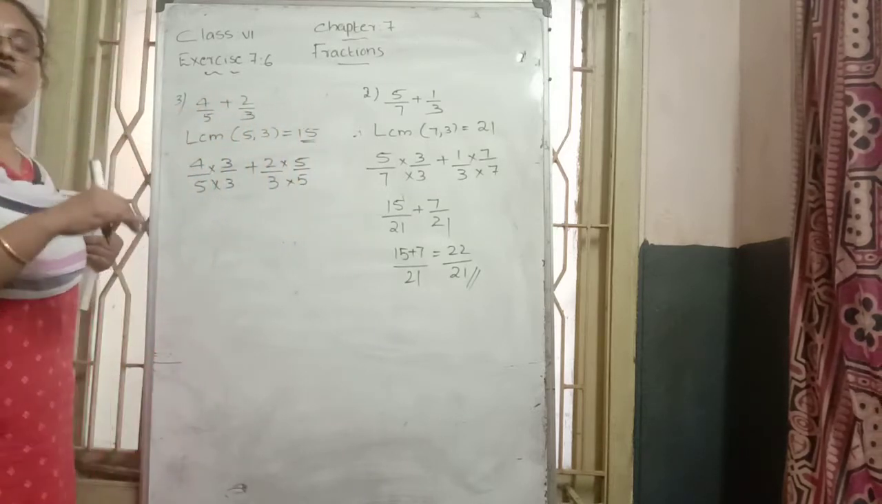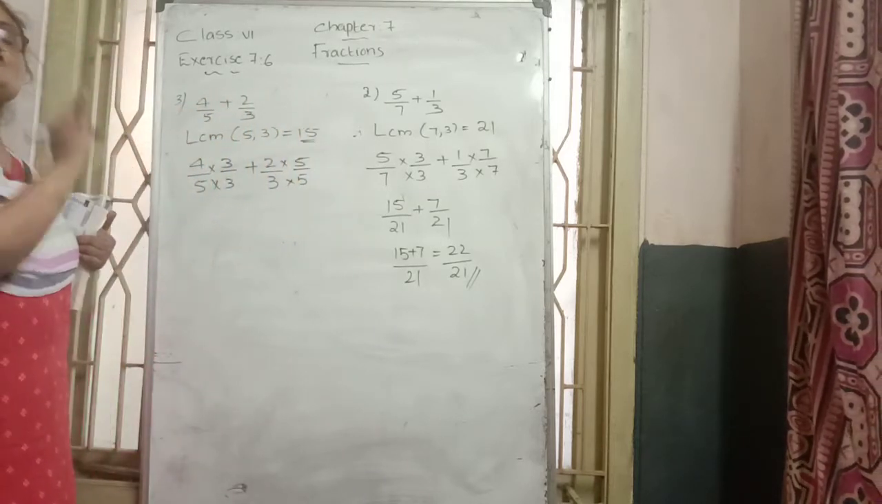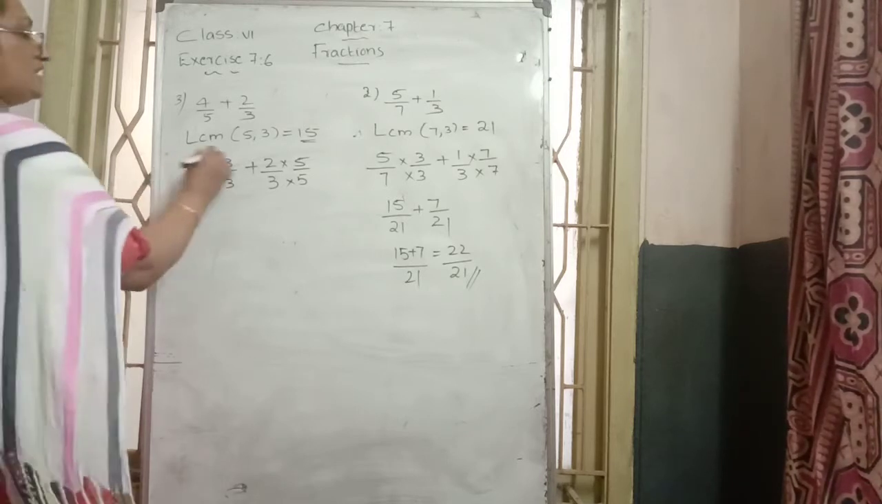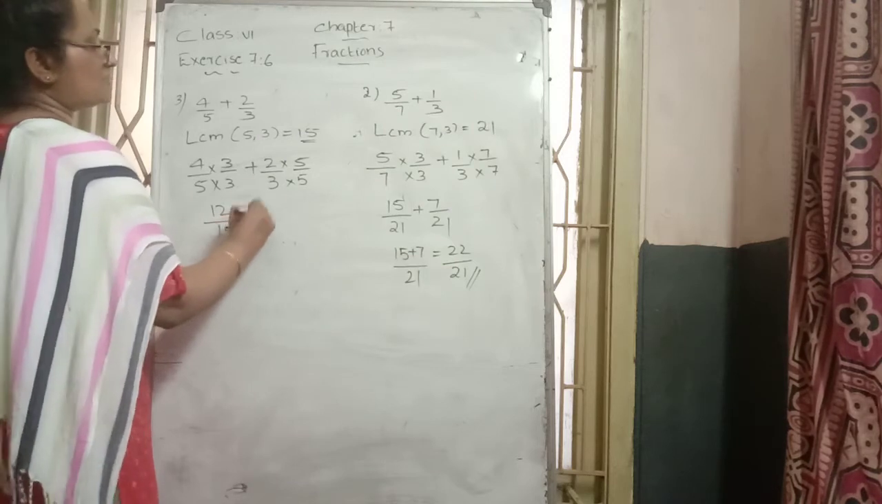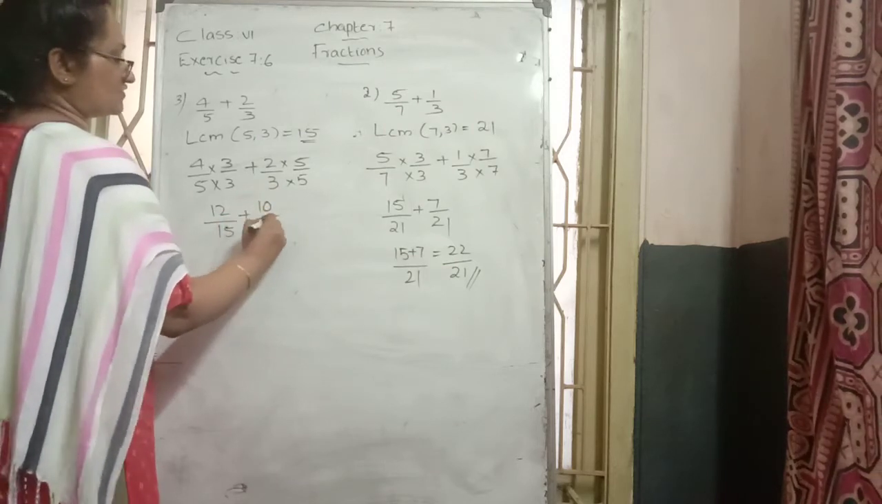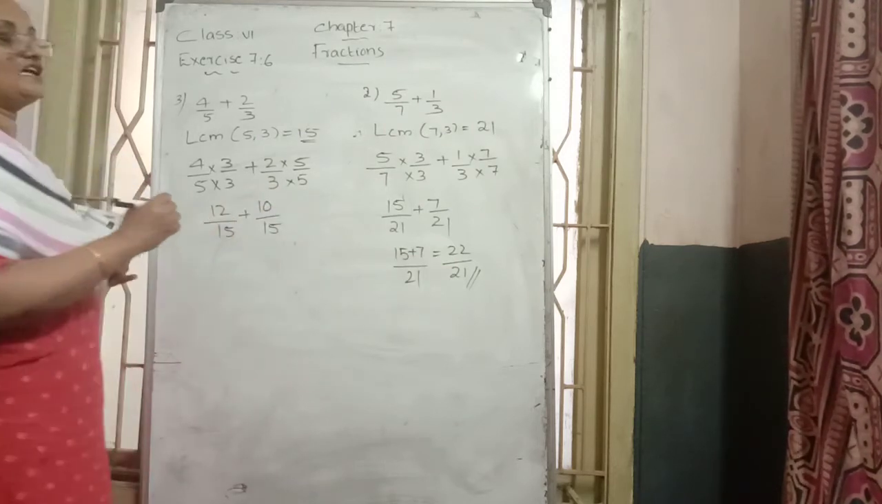What change we make in the denominator? Same change make in the numerator. Then multiply. 4 3s are how much? 12. 5 3s are how much? 15. Plus 2 5s are how much? 10. 3 5s are how much? 15. Then both are added.